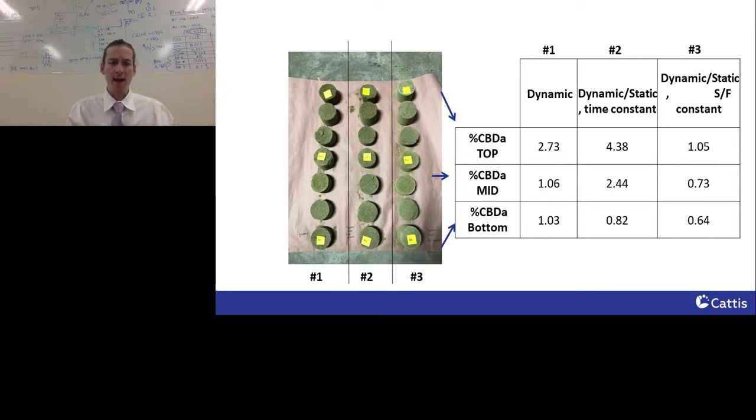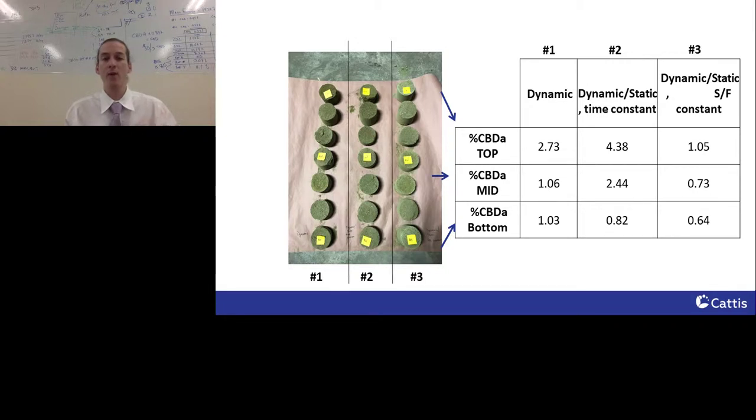So here we're looking at the raffinate. And so trial 1 is going from left to right on the diagram. 1 is from the dynamic run, and 3 is from the dynamic static, where we kept our ratio constant. And we're trying to gather some channeling data, and basically where is our CBD caught up in our extraction. And so if you imagine an extraction chamber, we take a sample from the bottom, from the middle, and from the top.